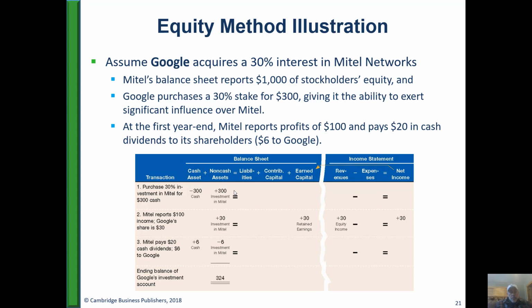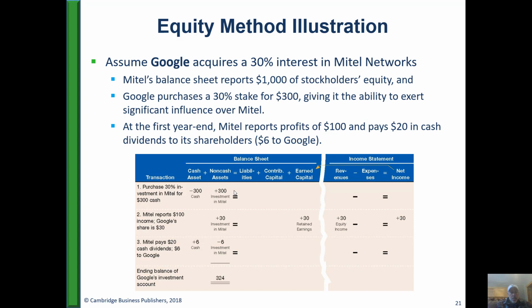Mattel reports $100 worth of income, and Google's share is $30. So we're going to increase our investment in Mattel for our share of that income. So you see the investment in Mattel is debited in the amount of $30, and then the offsetting credit is going to be equity income, which flows through our income statement and increases the value of retained earnings.